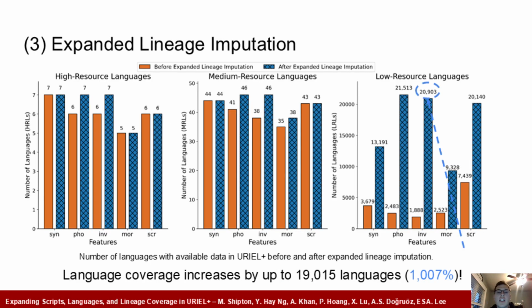As a result of this expanded lineage imputation, we see a dramatic increase in language coverage, especially for low-resource languages, where it matters most. In fact, we could see, even in one case, for inventory vectors for low-resource languages, coverage increases by over 19,000 languages, which corresponds to an over 1,000% increase. This highlights how much useful information can be recovered by leveraging genealogical structure like we did.